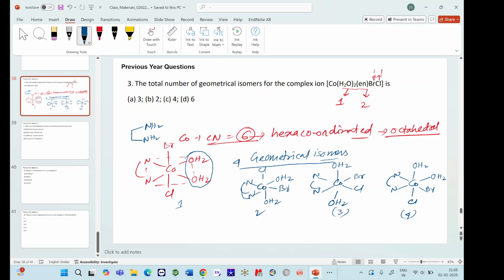Okay. As ethylene diamine is the only chelating ligand, it will form a cis type addition around the cobalt center. Then, according to the relative position of the water molecules, you can have different arrangements. You can have cis in three ways, and trans in one way. According to the relative positions of bromide and Cl also, altogether it will have four. That is the right answer.